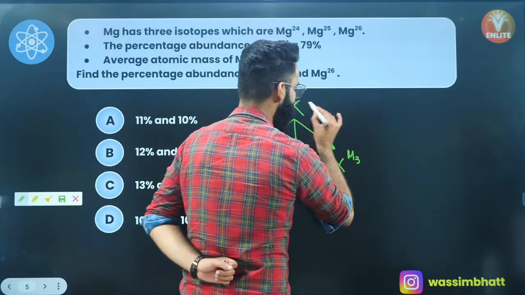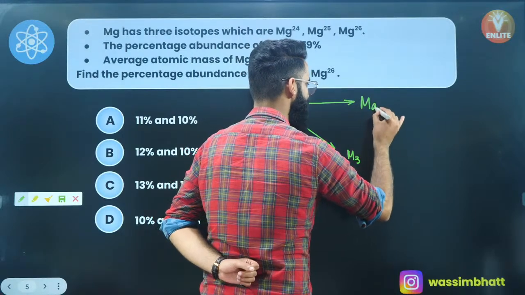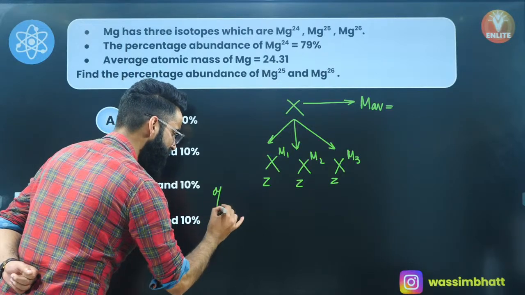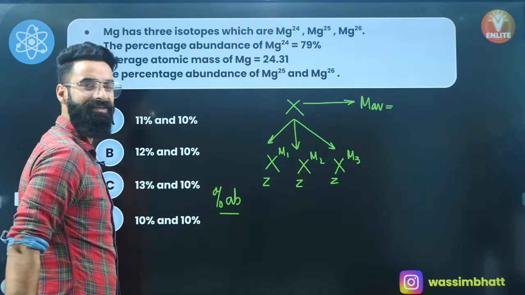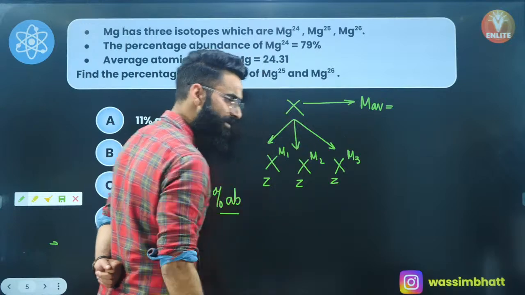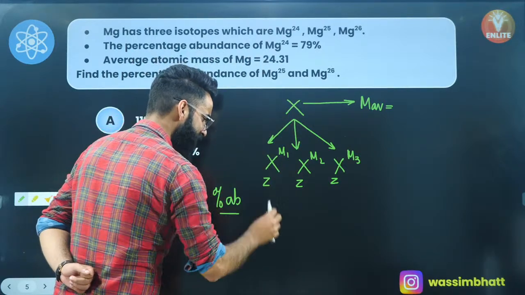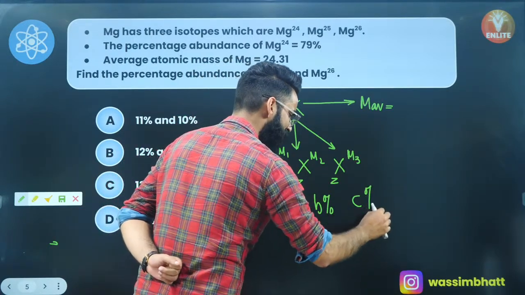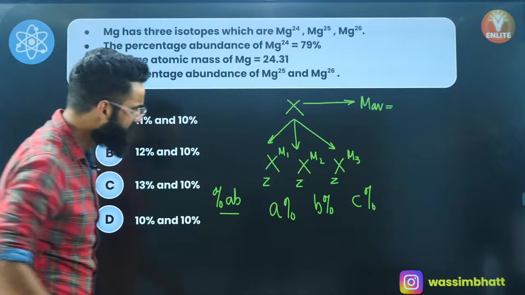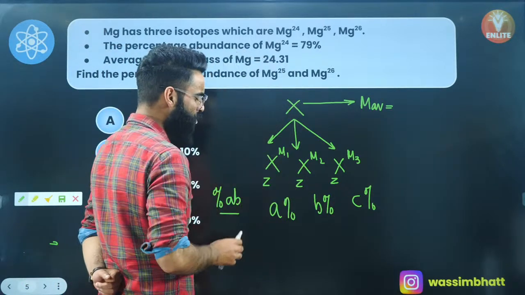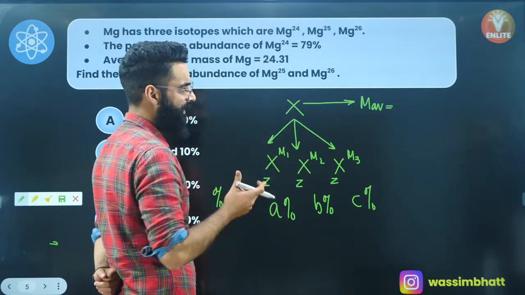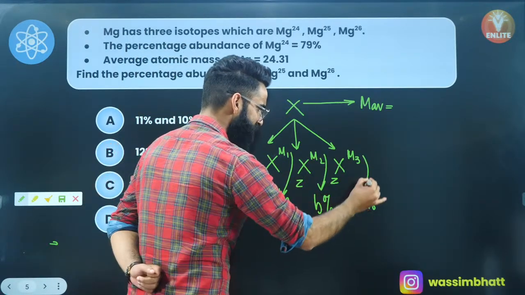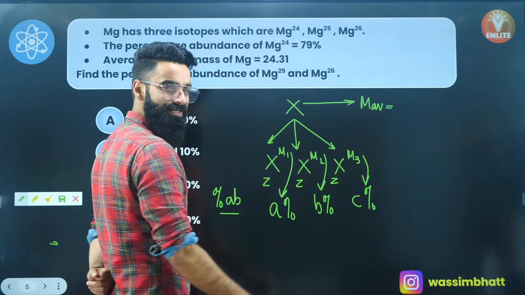Whenever an element has isotopes, we always calculate the average atomic mass for that element. In order to calculate the average atomic mass, we need the percentage abundances of its isotopes. I'm assuming the percentage abundance of this isotope as A, of this isotope as B, and of this isotope as C. Once you get the percentage abundance of all these isotopes, you make a simple formula: M1 multiplied by A plus M2 multiplied by B plus M3 multiplied by C, divided by A plus B plus C.